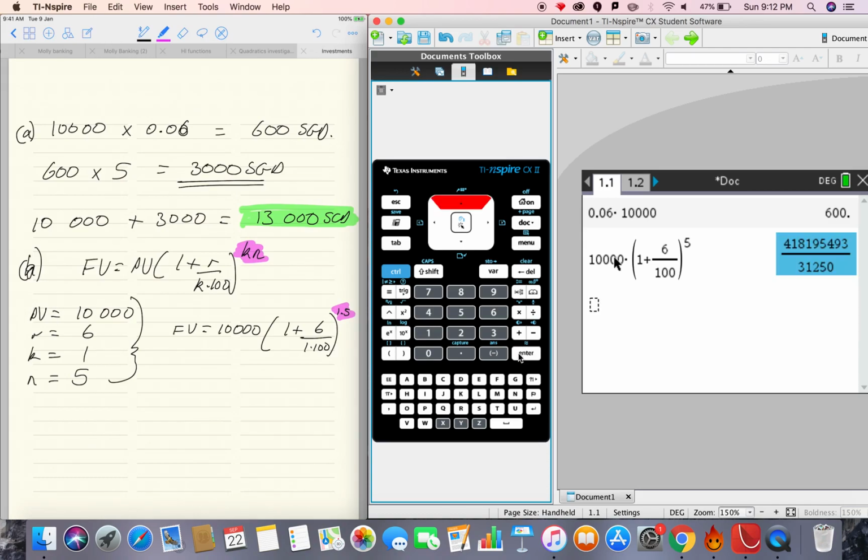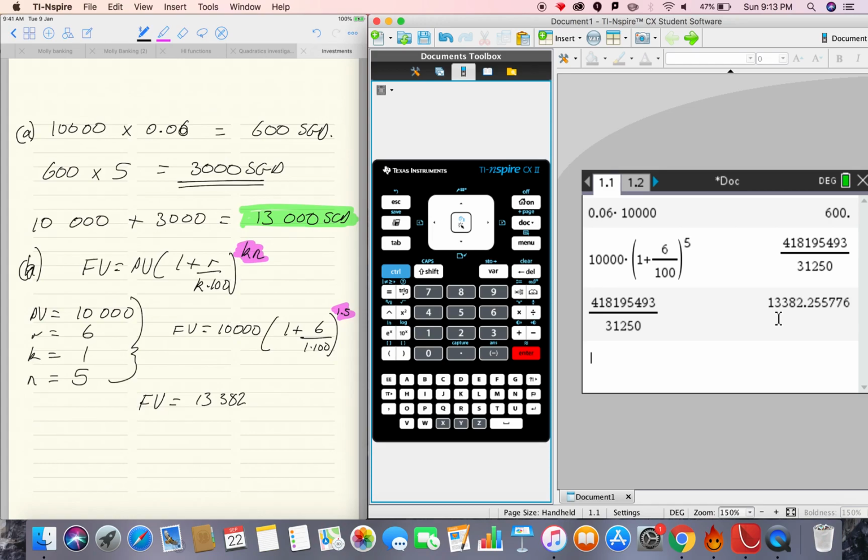So you press the up arrow, press enter to bring the calculation down. Then you can press Control Enter, and you get these little approximately equal to signs in blue, and then it rounds it to a decimal. So if we write that down, let me just get rid of that pink. So the final value is 13,382.26. I think it makes sense to round to 2 decimal places.